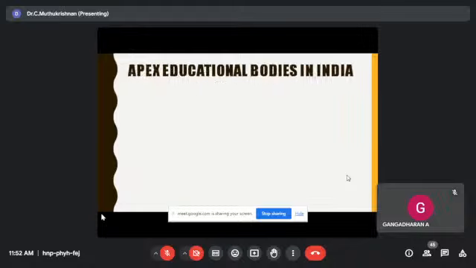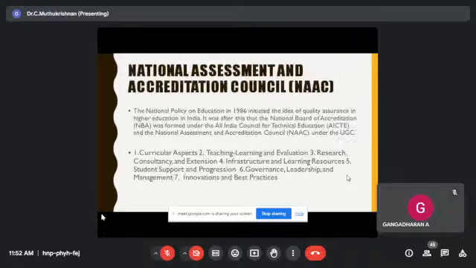And after that, the apex educational bodies in India. So what is meant by apex educational bodies in India? We have to think about the National Assessment and Accreditation Council, NAAC. It is located in Bangalore. You know that the National Education Policy 1986 initiated the idea of quality assurance in higher education in India. And it was after this that the National Board of Accreditation, NBA, came. So there is a bond between NAAC as well as the NBA, National Board of Accreditation. Both are thinking about quality assurance.